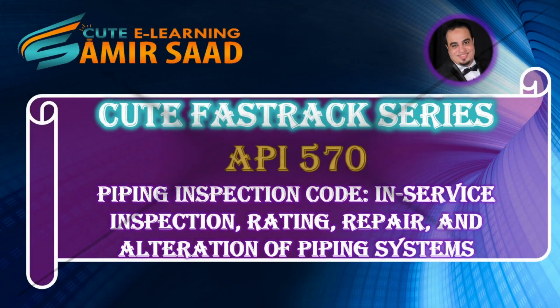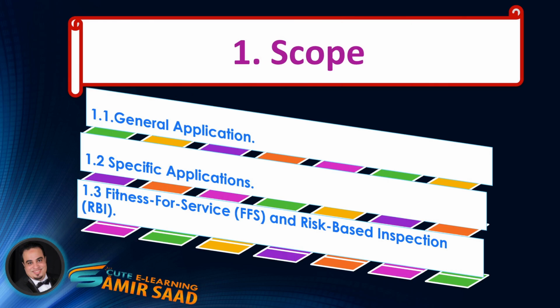Welcome to the Qt Fast Track series for API 570 Piping Inspection Code, in-service inspection, rating, repair, and alteration of piping systems. In this lecture, we will discuss Clause 1, Scope. This section provides an overview of the general structure of the text in Clause 1. The following is a list of all the sub-clauses as listed in the table of contents. In the following slides we highlight important information contained in Clause 1 accompanied by the sub-clauses.